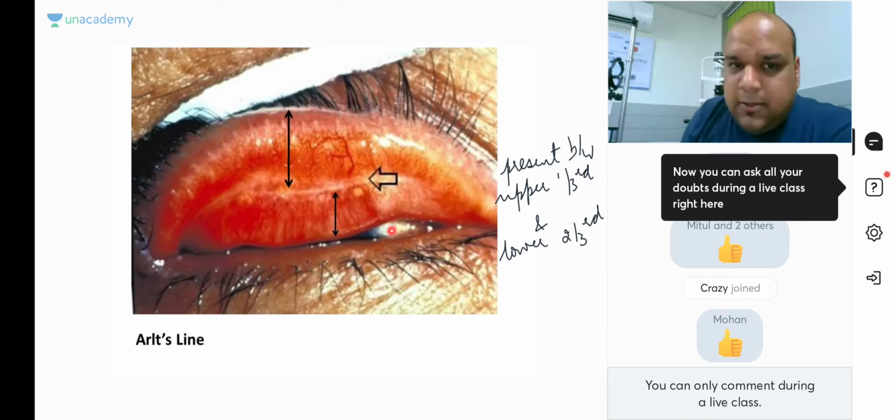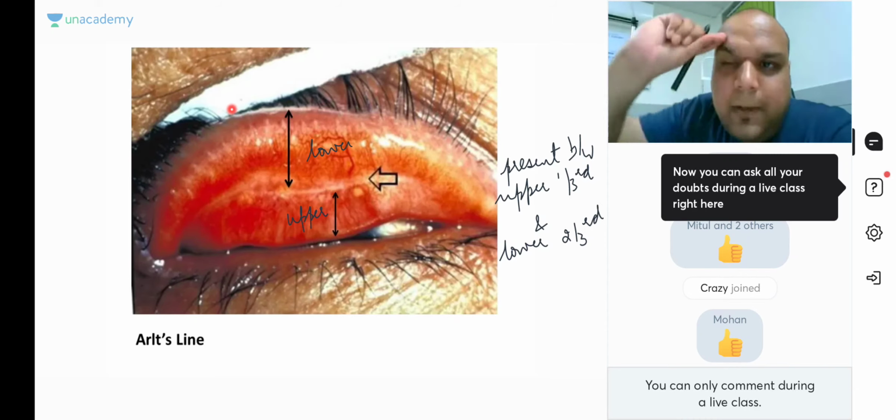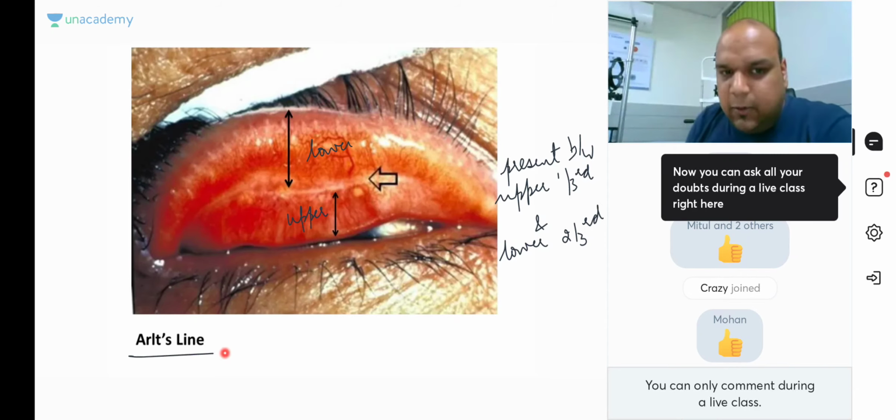Am I clear, everybody? When I everted it, the eyelid turned upside down. So this is the upper part, upper 1/3. This is the lower part. Yes or no? Can you see the eyelashes coming out from here? So this is actually the upper part which is now visible down, and the lower part which is visible up. Okay, everybody? Arlt's line. No confusion? Now, next photograph, everybody. The next photograph on screen is this.